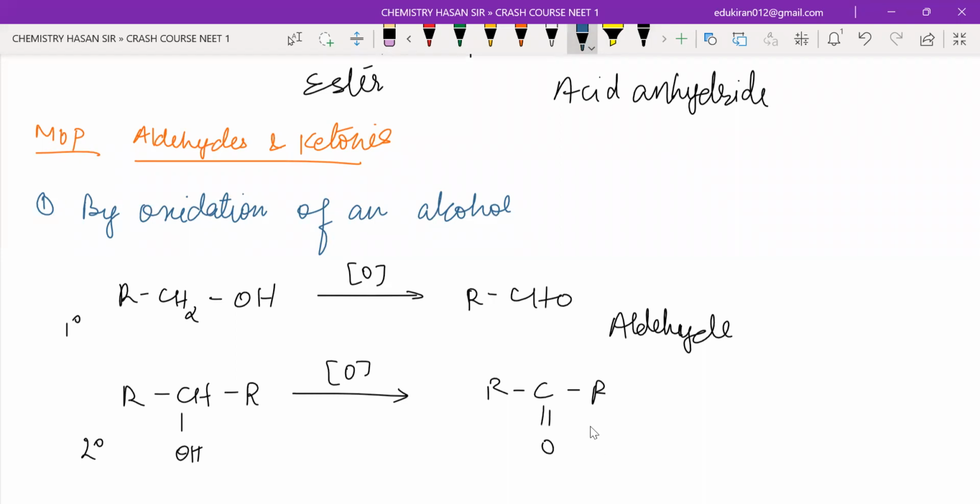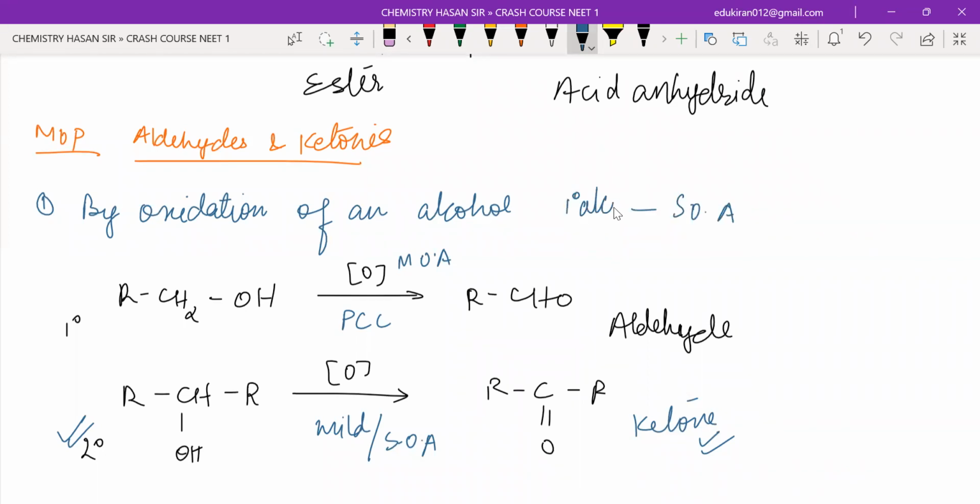So secondary alcohol is converted into ketone and primary alcohol is converted into aldehyde. And this should be a mild oxidizing agent, like PCC. For ketone, you can use either a mild or a strong oxidizing agent; a second degree alcohol is directly converted into ketone. But if you use a strong oxidizing agent on a 1 degree alcohol, it will be directly converted into carboxylic acid. Are you getting my point? I already discussed this in the previous class.